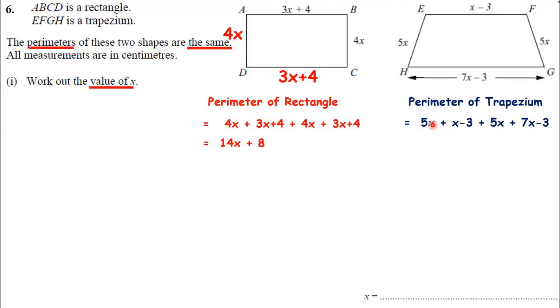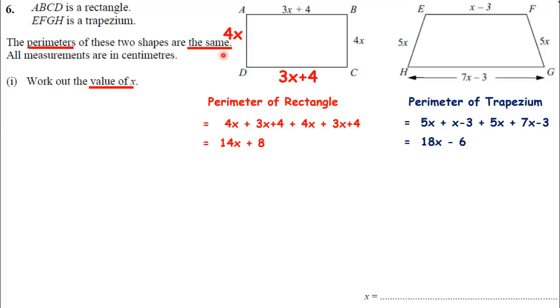Okay, let's add up the x's. I have 5x and x is 6x. 6x and 5x is 11x. 11x and 7x is 18x. Minus 3 and minus 3 make minus 6. Okay, so I have 18x minus 6. These are expressions for the perimeter of each of these shapes.